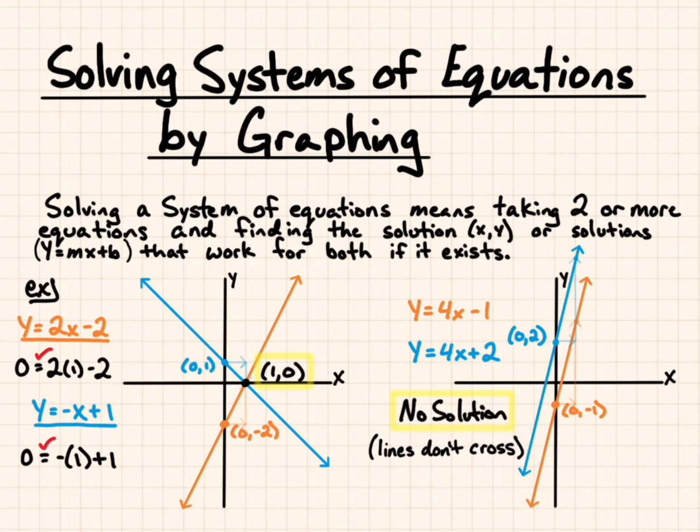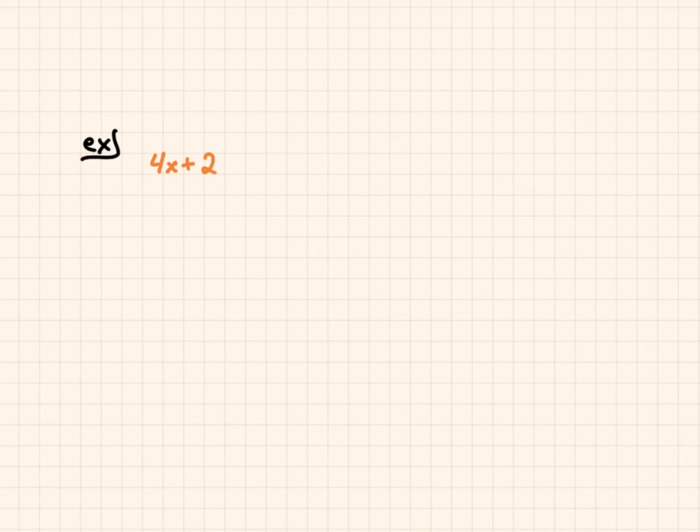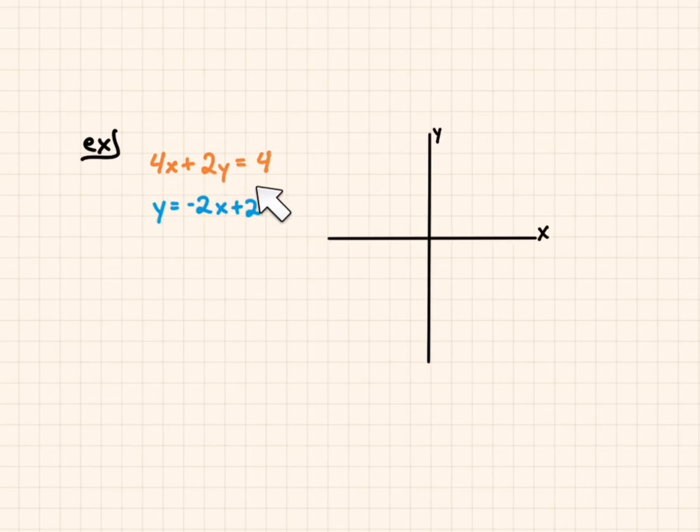Our third example, 4x plus 2y equals 4, and we'll also graph y equals negative 2x plus 2. If I have something in standard form, I look for my intercepts. I'm going to start off with my x-intercept. That's if y equals 0, so I can remove this term and say 4 times what equals 4? Well, 4 times 1 equals 4. So on my x-axis, I go to 1.